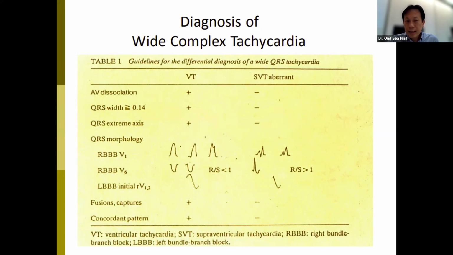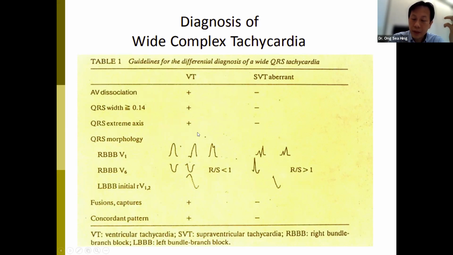The other things to look at, of course, is whether there is atrioventricular dissociation. In VT, the ventricle is being triggered on its own, and the atrium is doing its own thing, and therefore there is atrioventricular dissociation. In ventricular tachycardia, the QRS is broader typically, but there are some caveats here, so don't be fooled. In ventricular tachycardia, the axis is usually extreme.